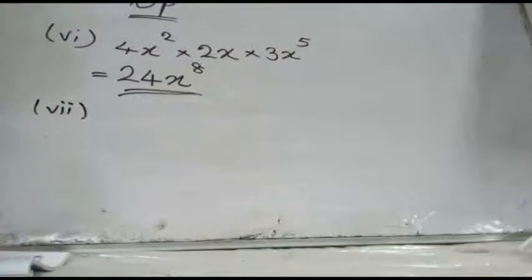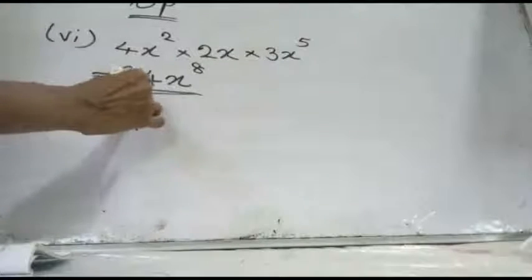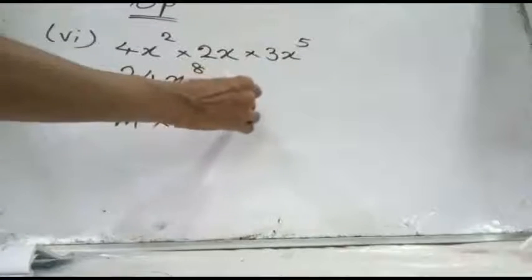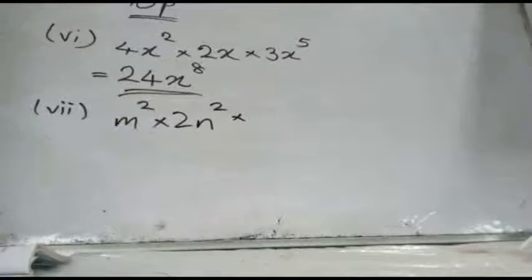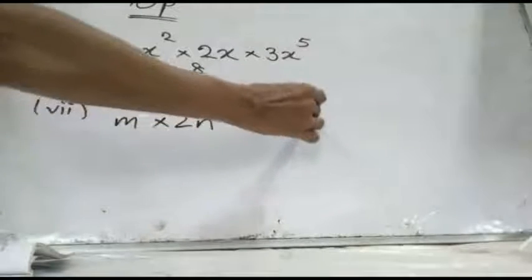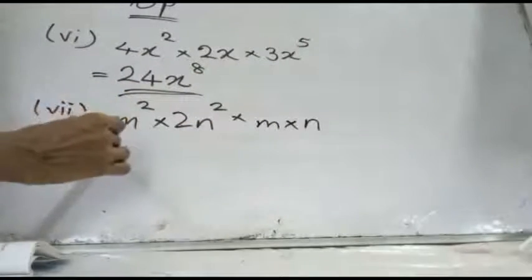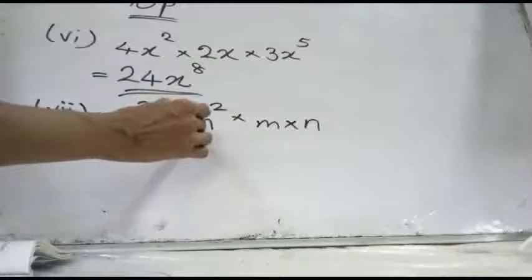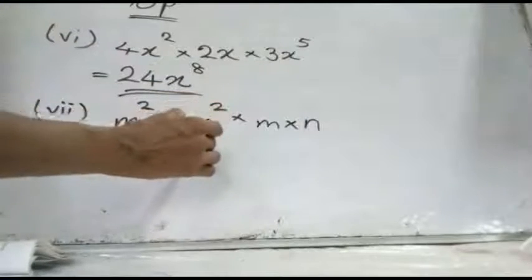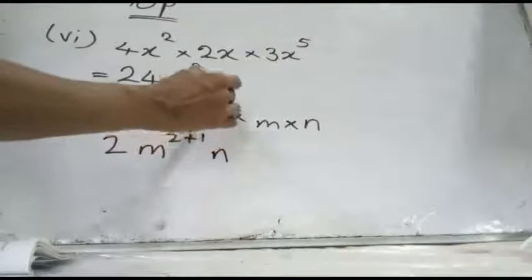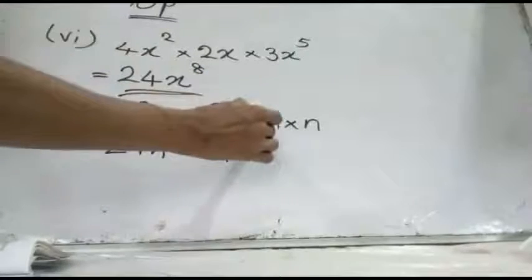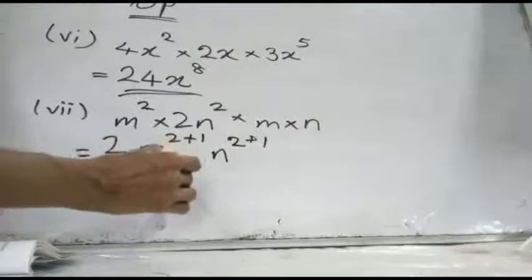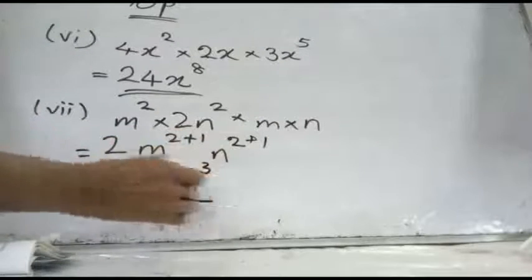m squared is multiplied by 2n squared is multiplied by m is multiplied by n. Here, the m index is 2 plus the index of m, which is 1. The n index of n squared is 2 plus 1. 2m to the power 3 n to the power 3.